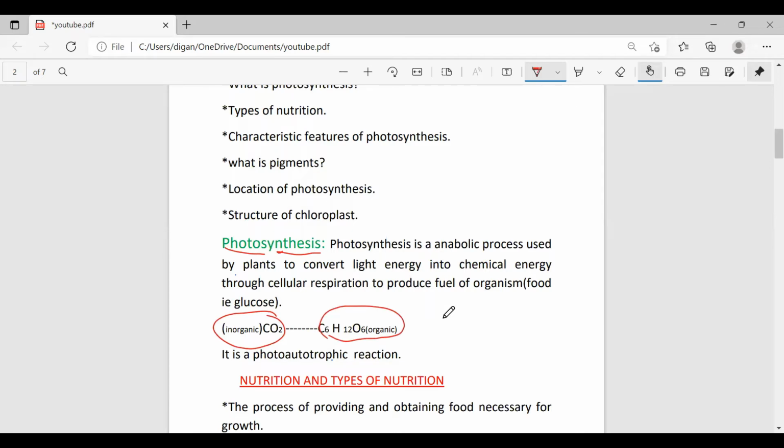So inorganic substance, that is carbon dioxide, is converted to organic glucose in the photosynthesis process. And this process is known as an anabolic process, because in this process, carbon dioxide, with the help of water and light energy, forms a complex compound that is called glucose. Anabolic means when small compounds combine and form a complex compound, that process is called an anabolic process. That's why photosynthesis is called an anabolic process.